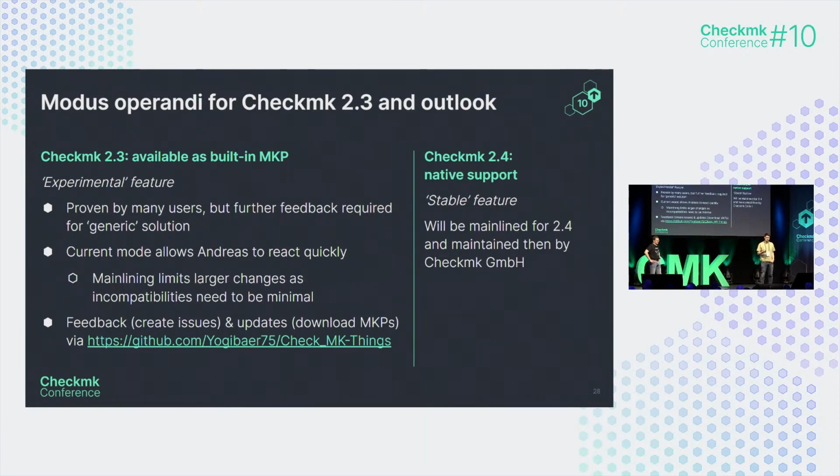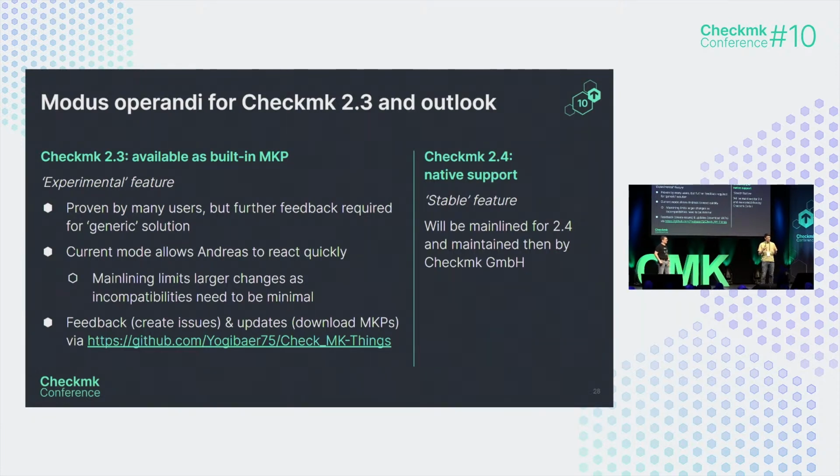And the current mode, it being an MKP, allows Andreas to work much more quickly. Because as soon as he mainlines it, he has to write the man pages, he has to change the code. We also have to change the code a lot, and in the end, we as a vendor always have to make sure that we cause as few incompatibilities as we can. So any major change is something which we try to avoid. That's why we said, hey, 2.3 is a great time.